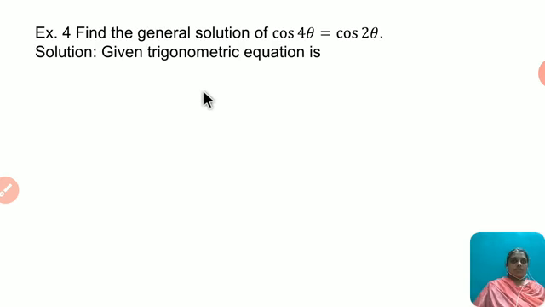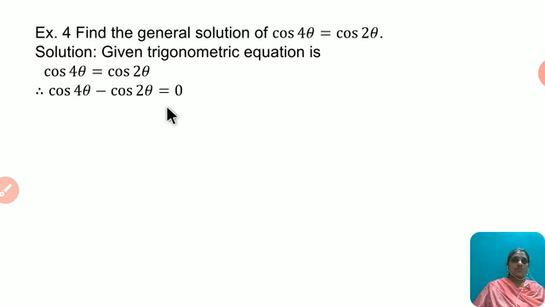Given trigonometric equation is cos 4 theta is equal to cos 2 theta. Take this cos 2 theta in LHS. So now we get cos 4 theta minus cos 2 theta is equal to 0. Now use here formula for cos C minus cos D.